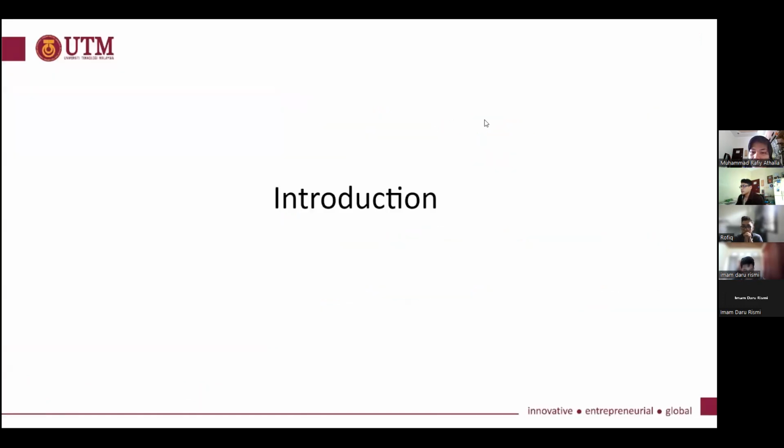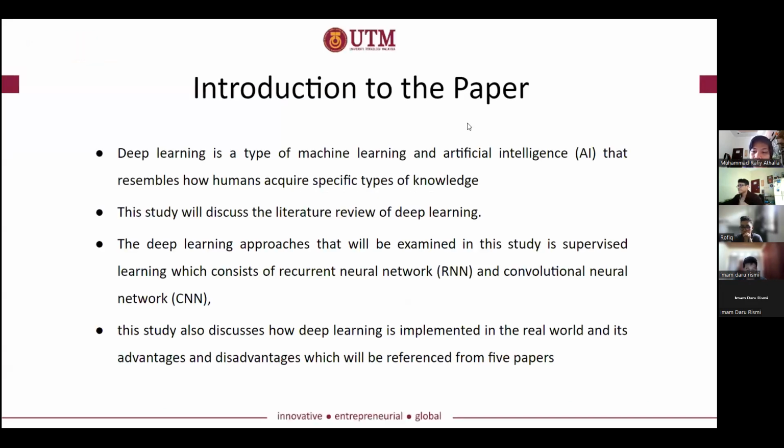First is the introduction, which will be explained by Imam Daru. So the first part is the introduction. The introduction of this paper says deep learning is a type of machine learning and artificial intelligence that resembles how humans acquire specific types of knowledge.